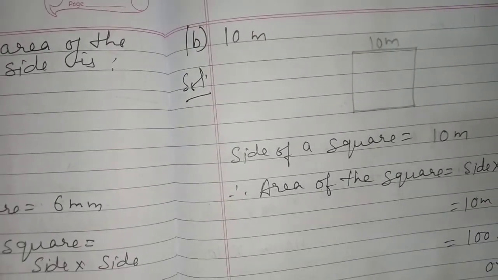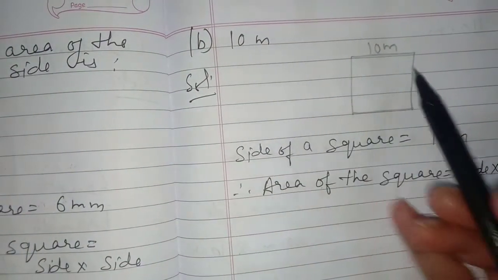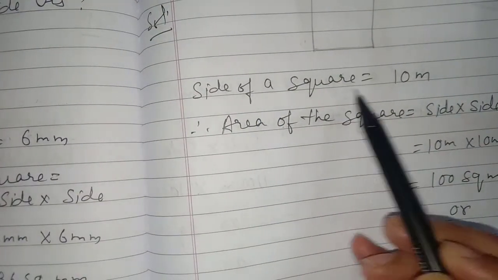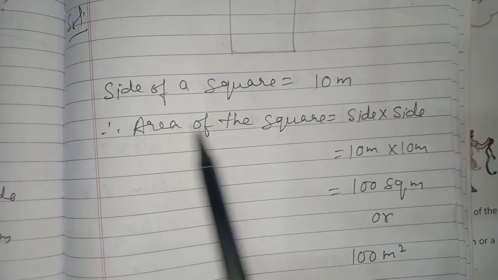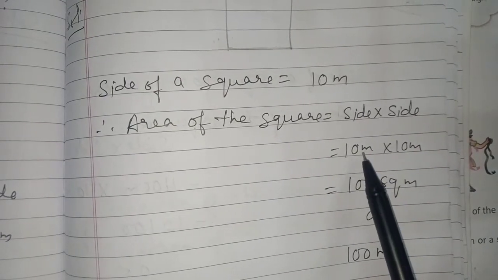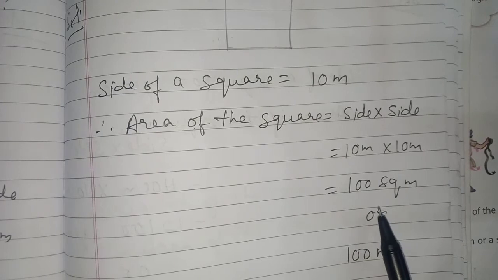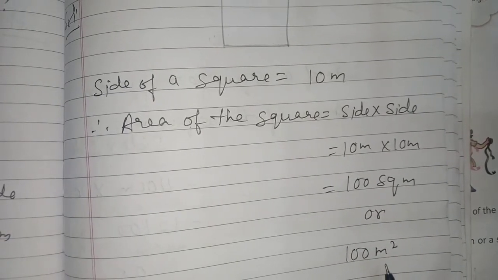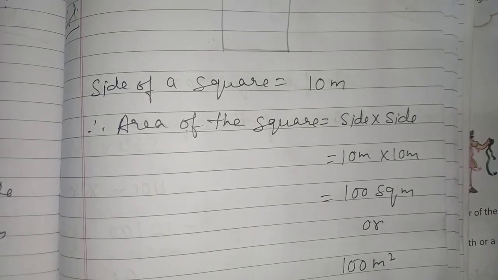Now next is when the side is 10 meter. So here the side of the square is 10 meter. Now side of a square is 10 meter. Therefore area of the square will be side multiplied by side, means 10 meter multiplied by 10 meter, that is, we will get 100 square meter, or we can say 100 meter square.